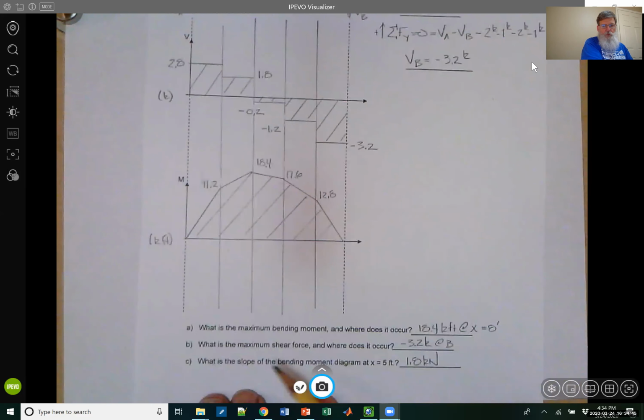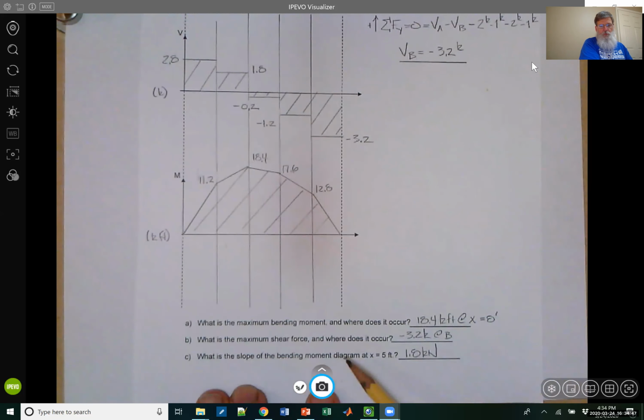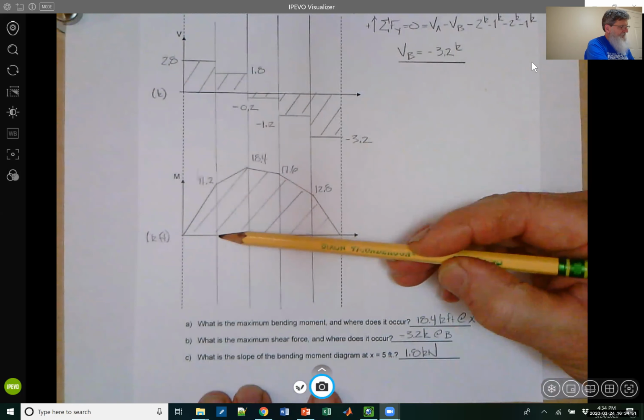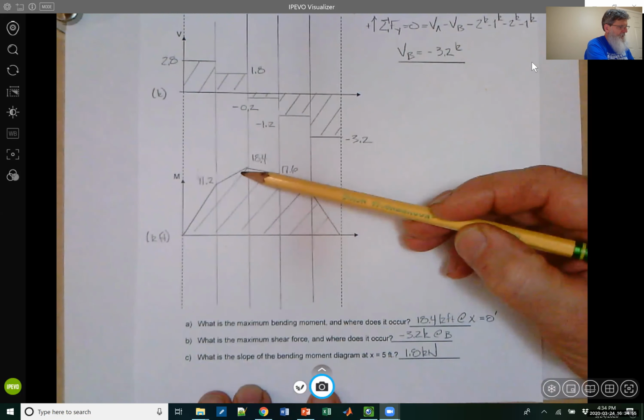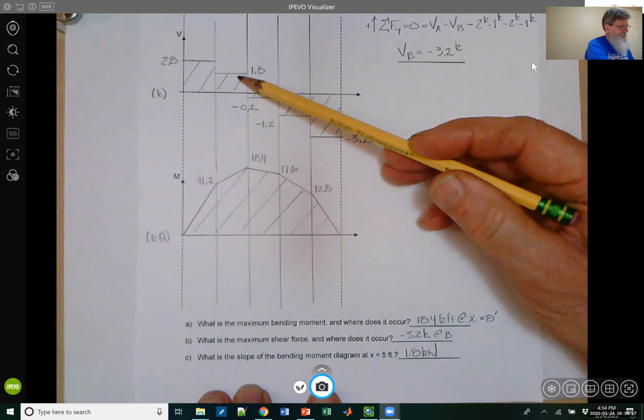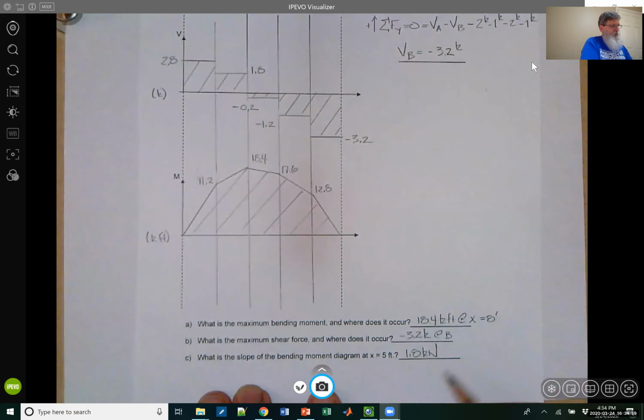And then finally, what is the slope of the bending moment at x equal 5? Well, x equal 5 is just past 4 here. So what's this slope? Remember, the slope of the moment is the shear, and the shear is 1.8. So the slope would be 1.8 kilonewtons.